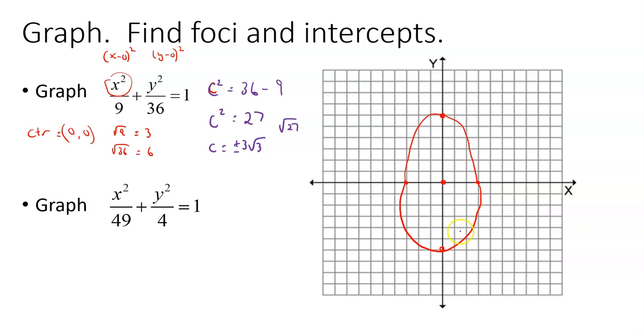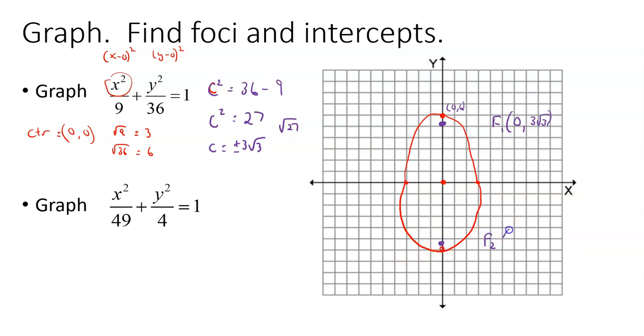Now, in this case, the foci are pretty well up there, right? The square root of 25 is 5. This point up here is 0, 6. So the focus is between 5 and 6. So there's one focus. Focus number 1 is at 0, 3 square root of 3. The other focus is down here.